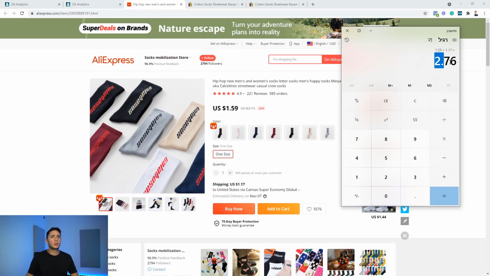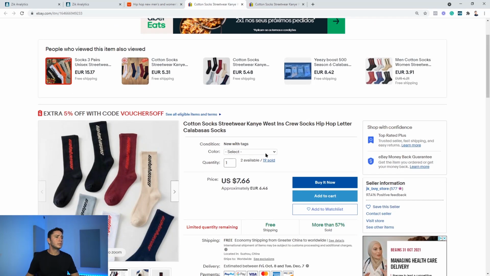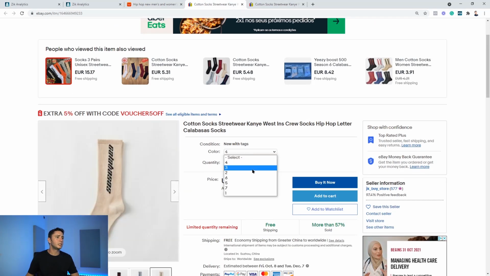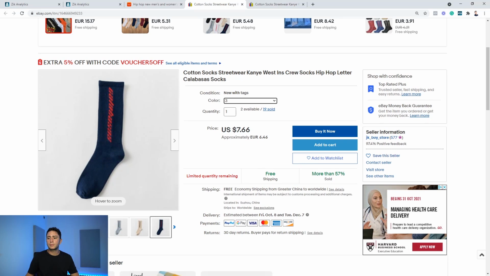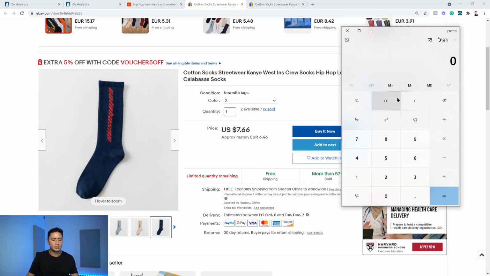So we're talking about total product cost of $2.76. Okay, let's just save it. Now the eBay cost, let's just make sure because there is variation here. The eBay costs are $7.66, right? They're all the same price. So we're going to do $7.66 minus the 14% fees minus 30 cents. In this case, we're talking about $6.28, right?